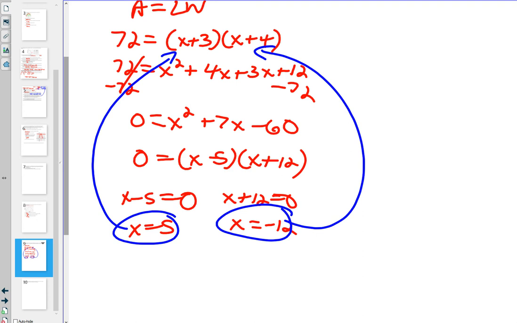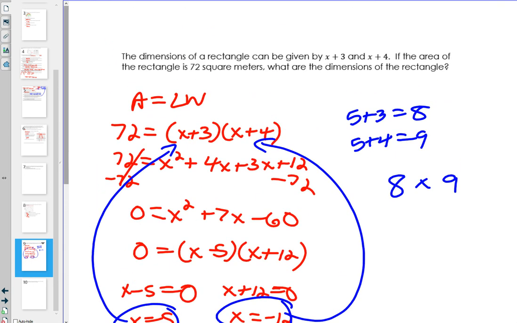So what are the dimensions of the rectangle? Well, then x plus 3 would be 5 plus 3, which is 8. 5 plus 4 is 9. What are the dimensions? It's an 8 by 9 rectangle. Give you units. Meters. 8 meters by 9 meters.